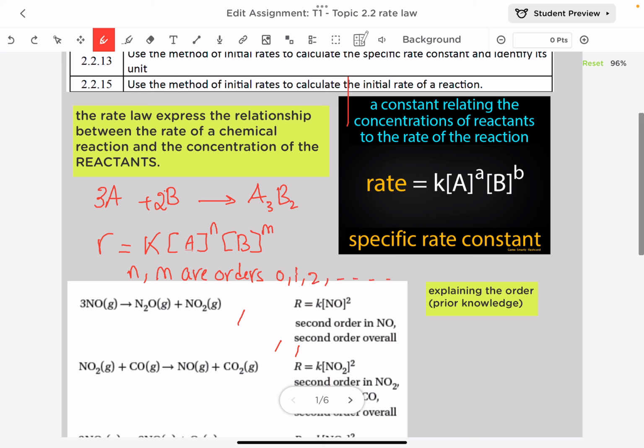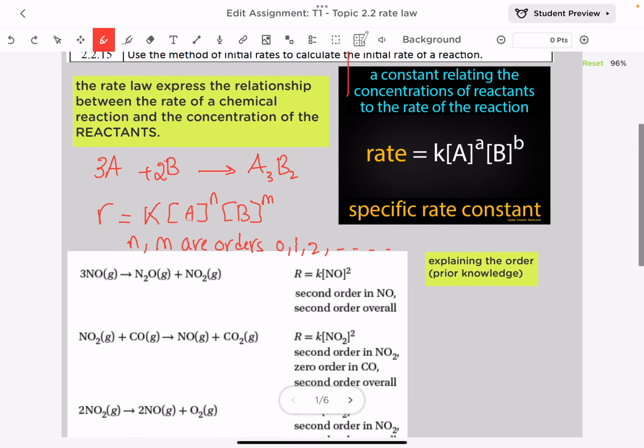Now, the numbers n and m have nothing to do with the stoichiometric coefficients written in the equation. What I mean by this is, here we see 3 next to A. It doesn't mean that n is equal to 3. And I see the number 2 written next to B. It doesn't mean that m is equal to 2. So the orders I call n and m are not related to the stoichiometric coefficients of the reaction.